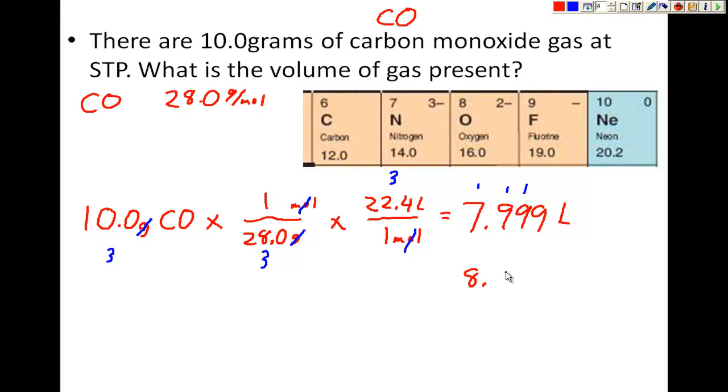after I change this into 3 significant figures, it's going to be 8.00 liters. This is 3 sig figs of carbon monoxide. We should always write what kind of chemical we're dealing with right here. Okay, so we had to do a unit conversion in order to get our grams of carbon monoxide into moles, and then it was another little conversion to get it into liters.